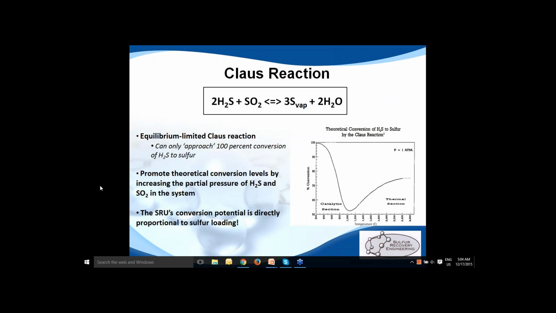To start, before we start talking about the challenges associated with turndown, it's important to review the specific reaction that's taking place in the sulfur recovery unit, specifically the Claus reaction. The Claus reaction is a gas phase equilibrium limited reaction where we react 2 molecules of H2S plus 1 molecule of SO2. We're able to make sulfur vapor, and we also produce water.